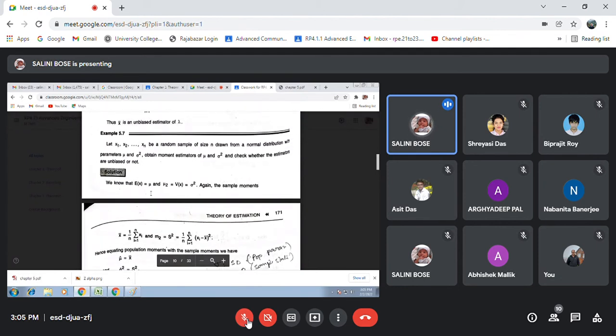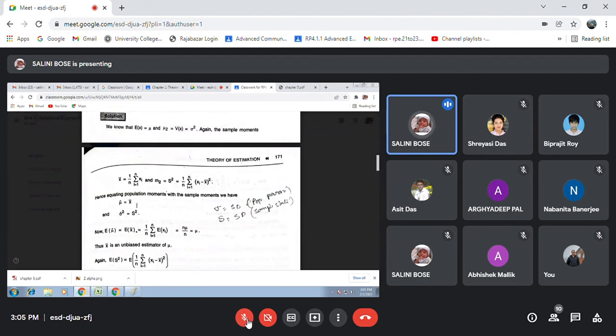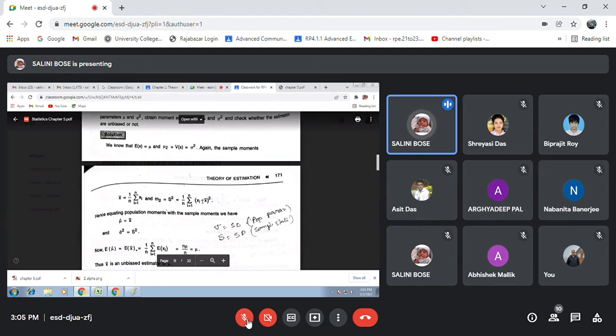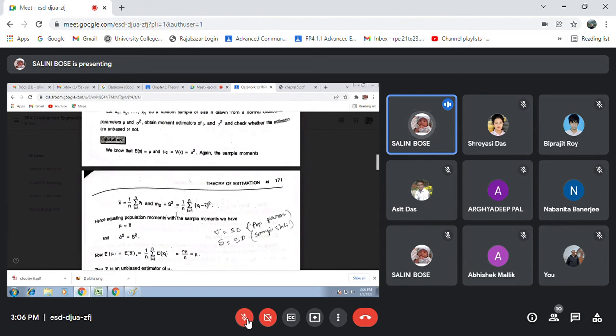We know E of x equal to mu and V of x equal to sigma square. So directly, for the mean, we know x bar equals this. And for the variance, we know the formula. If we do it in terms of capital S, we can write this formula, right? Just hold on. You know that x bar is the moment estimator of mu, so we can write mu cap is equal to x bar. Similarly, for variance, we can write sigma square cap is equal to S square.